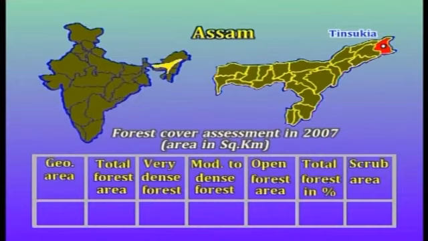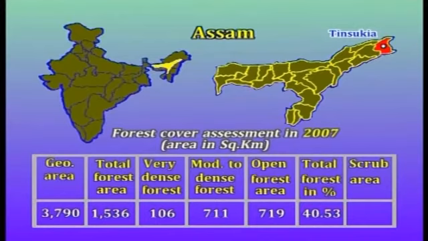District Tinsukia. The geographical area of Tinsukia district of Assam is 3,790 square kilometers in 2007. The total forest cover is 1,536 square kilometers, out of which the very dense forest cover is 106 square kilometers. The moderate to dense forest cover is 711 square kilometers. The open forest cover is found to be 719 square kilometers. Altogether, these forests cover about 40.53% of the geographical area of the state. The scrub cover is also found to be 4 square kilometers.